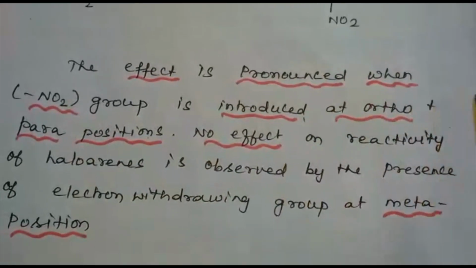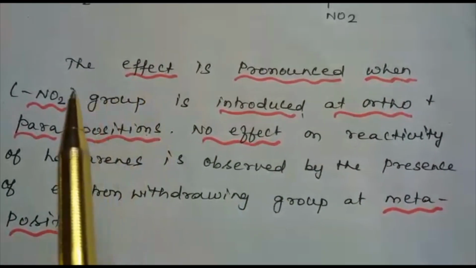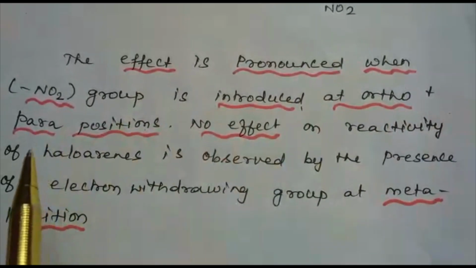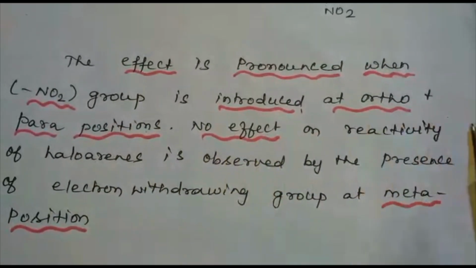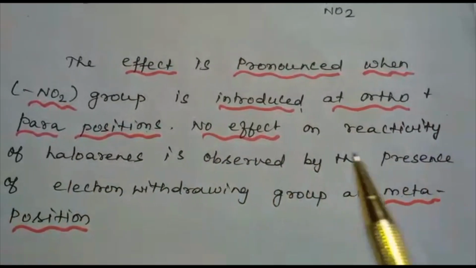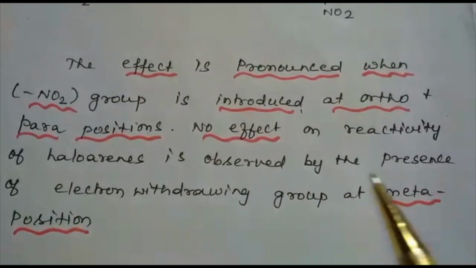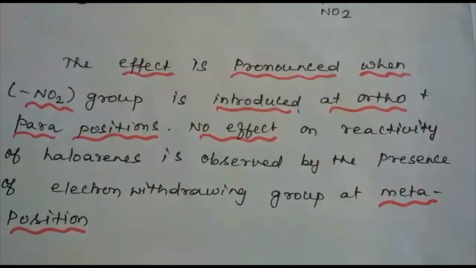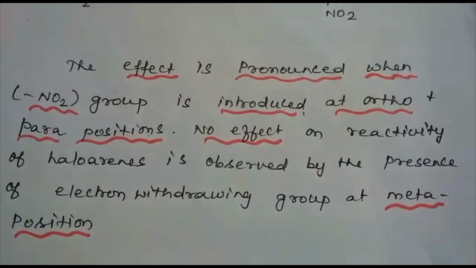This effect is pronounced when the NO2 group, an electron withdrawing group, is introduced at ortho and para position. No effect on reactivity of haloarenes is observed by the presence of an electron withdrawing group at meta position. So, at meta position there is no effect.